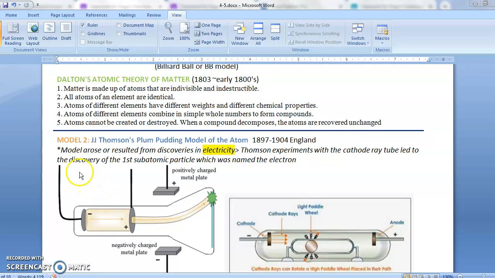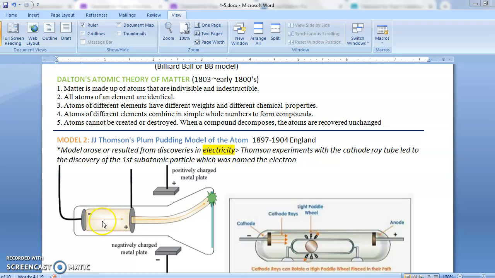There are very, very trace amounts of gas in there. And what scientists found out was you could conduct an electric current through this tube. And what they did was put a piece of fluorescent paper inside that tube. When this electricity went through the tube, it caused a glow on the fluorescent paper, because fluorescent paper glows when energy hits it. So they could actually see the ray, and they called it the cathode ray.